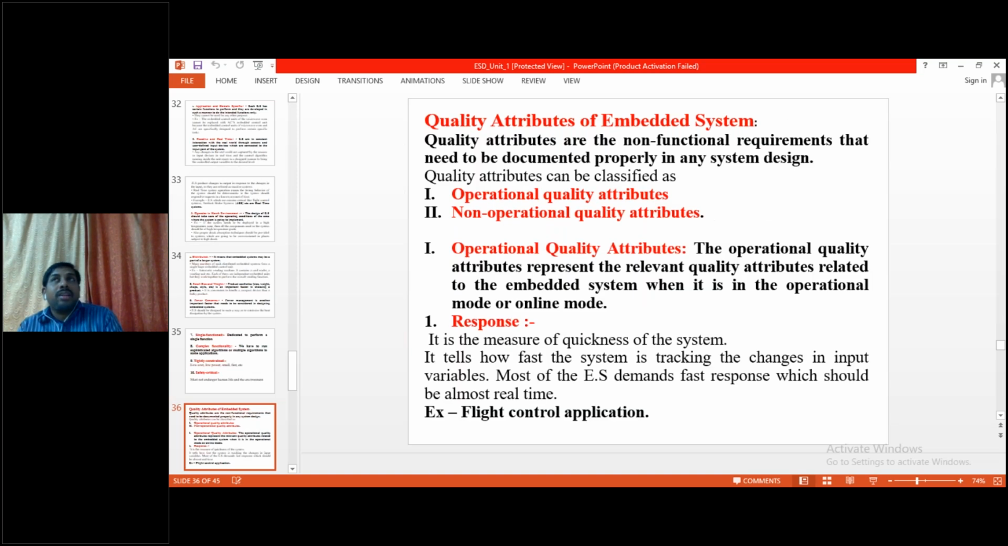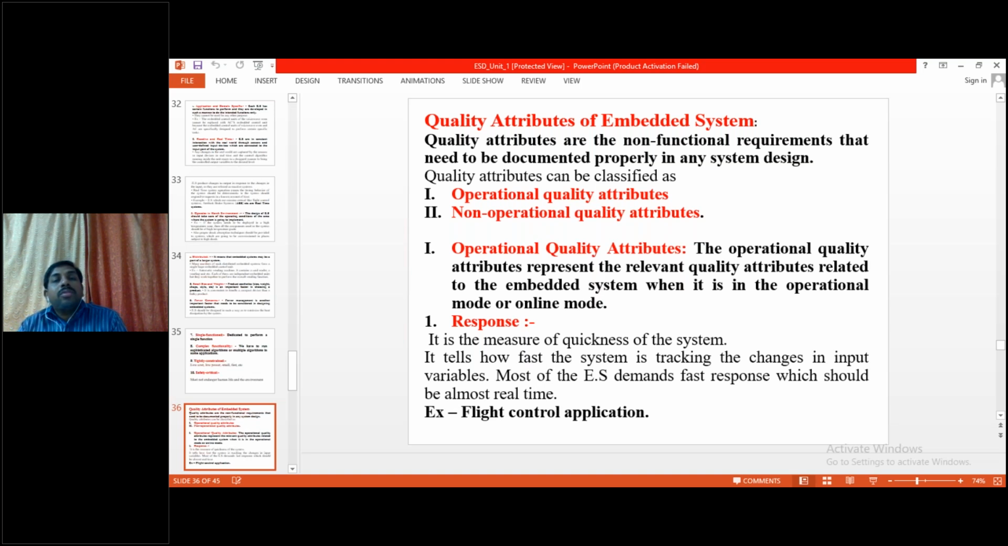So these are the characteristics of embedded systems. Any manufacturer designing an embedded system based on the application area must satisfy all these 10 characteristics, so that we get a better embedded system product. And the next topic is quality attributes of embedded systems.